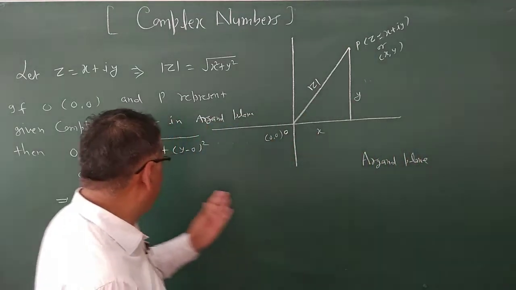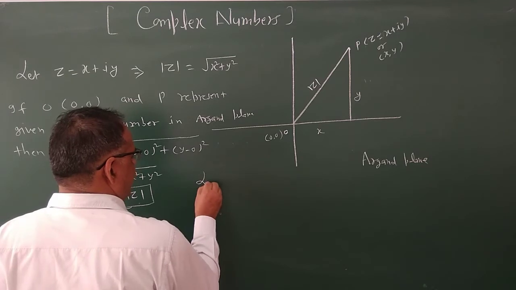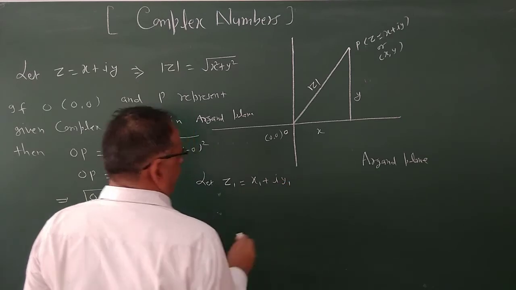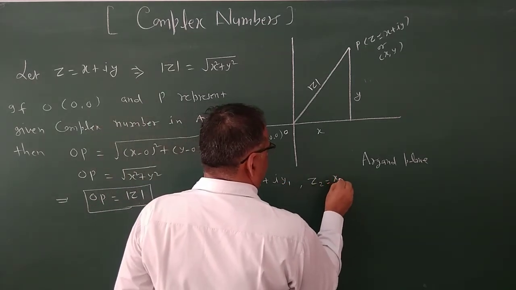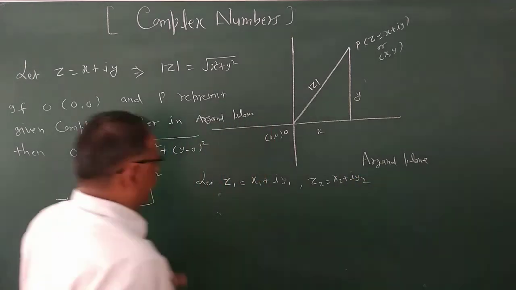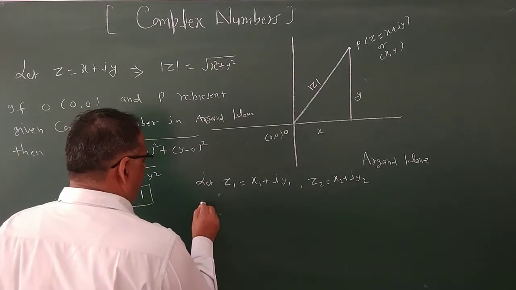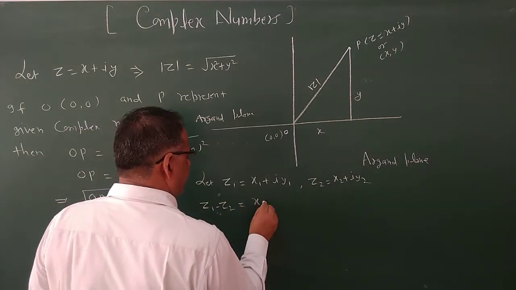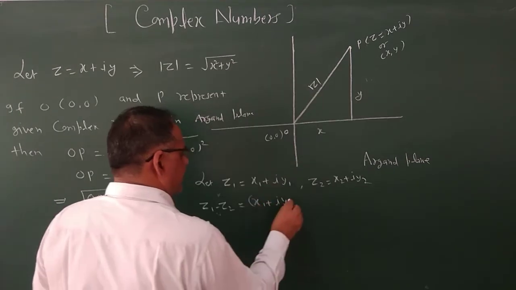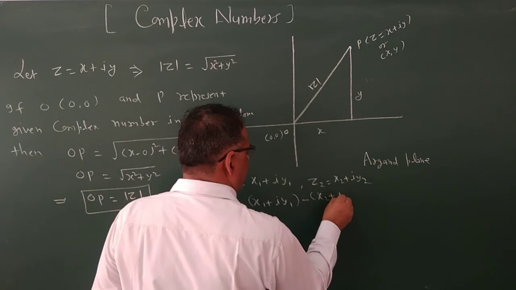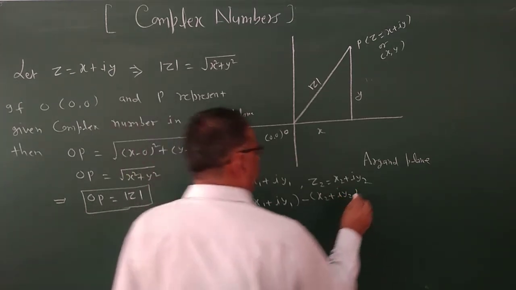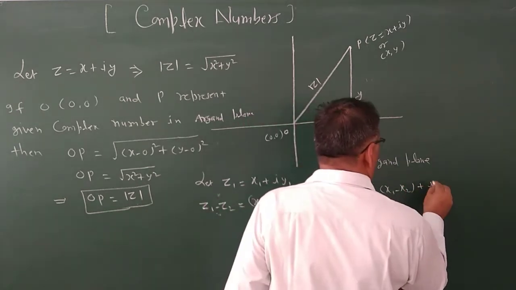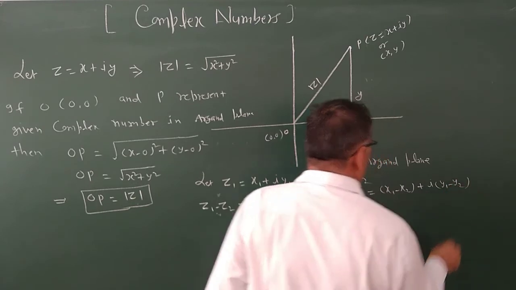So again, let z1 equal to x1 plus iota y1 and z2 equal to x2 plus iota y2. There are two given complex numbers. Now we find z1 minus z2. That means x1 plus iota y1 minus x2 plus iota y2 equals x1 minus x2 plus iota (y1 minus y2).